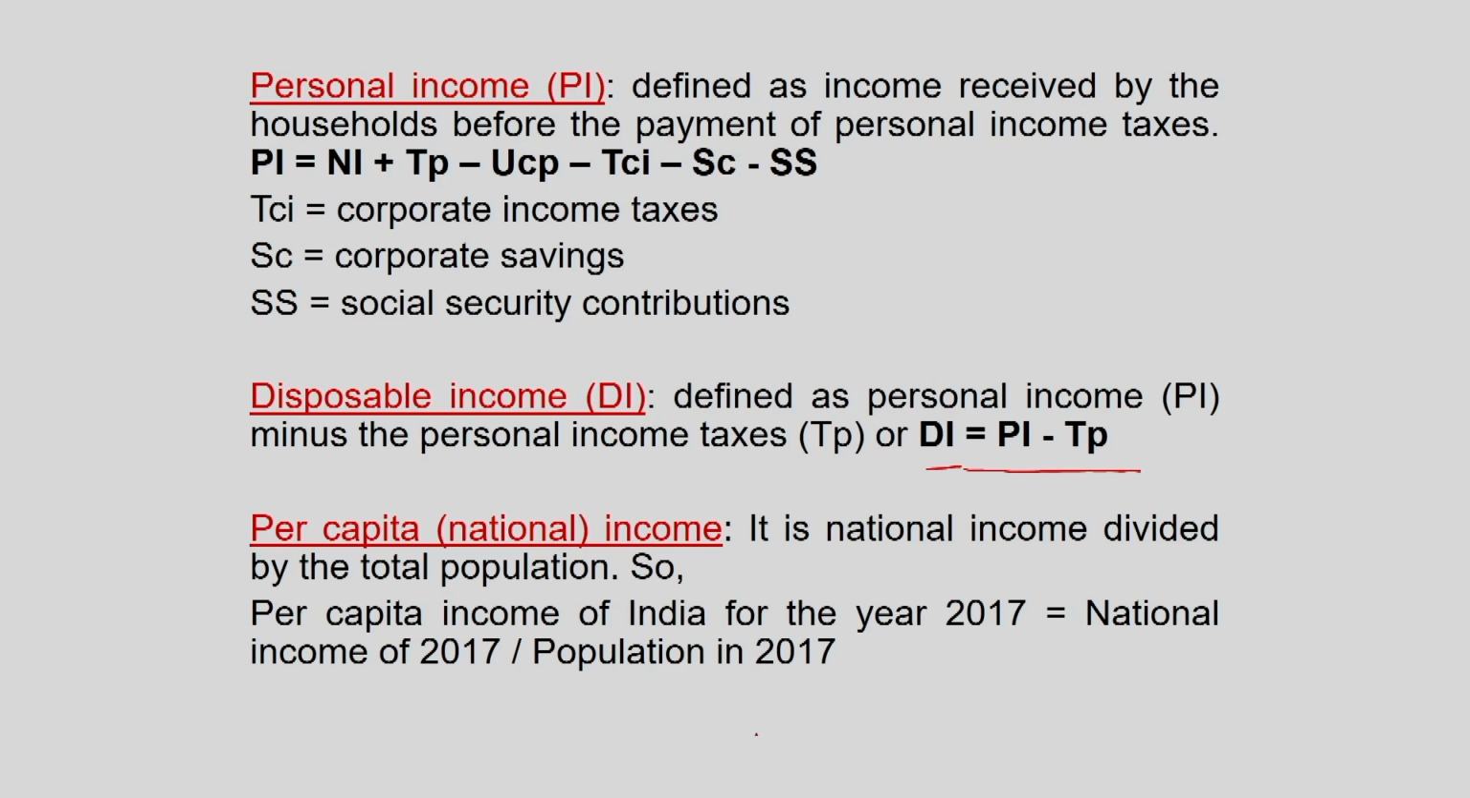So per capita income of India for the year 2017 will be the national income or GNP of India for 2017 divided by the population of 2017. The population of 2017 is estimated from the Census of India population estimates of 2011.